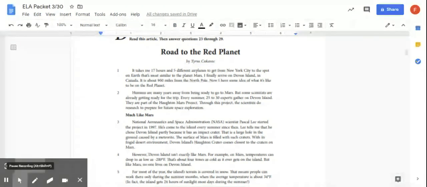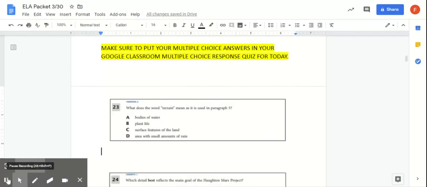Another thing that is super helpful is to annotate the text as you're reading so that you can understand what's going on. So I'd like you to pause the video right here, get into the text, and we'll come back together to go over the multiple choice.